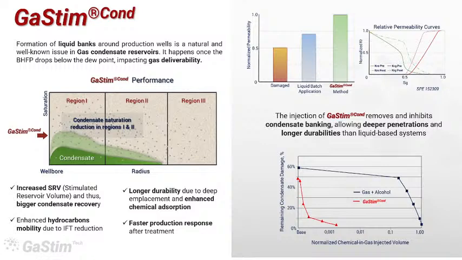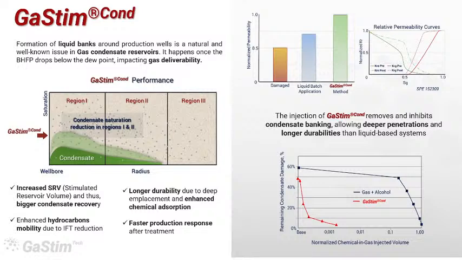If we go to the top right of this slide, we can basically see that with the GaStim Cond, we will have a shift in the relative permeability curves, enhancing the relative permeability curve for the gas and impacting the relative permeability curve for the oil, getting a higher normalized permeability with the GaStim Cond method when we compare it to the liquid batch applications.